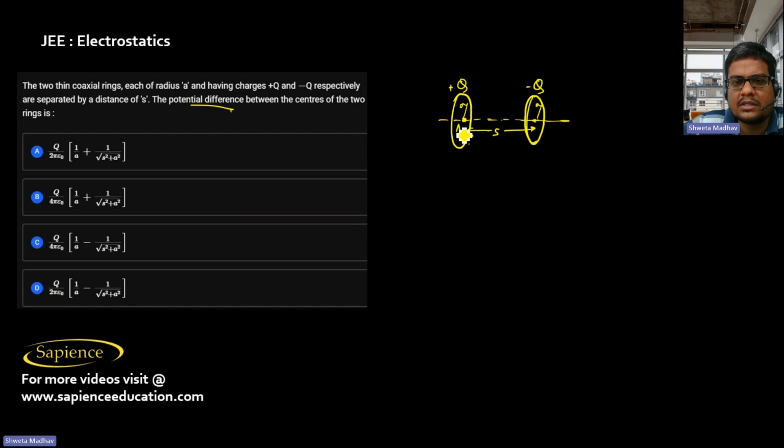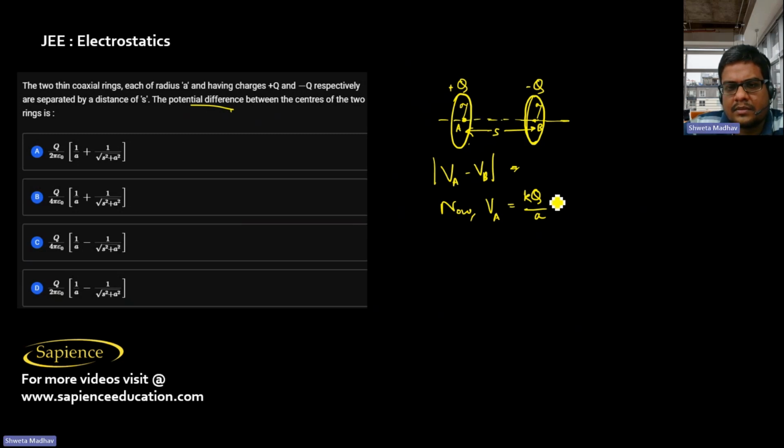So here, let's call them point A and point B. We have to find out VA minus VB, actually its modulus. Now VA, the potential at the point A, will obviously be KQ by R, which is KQ by A.